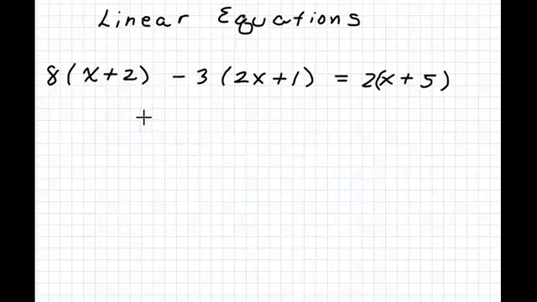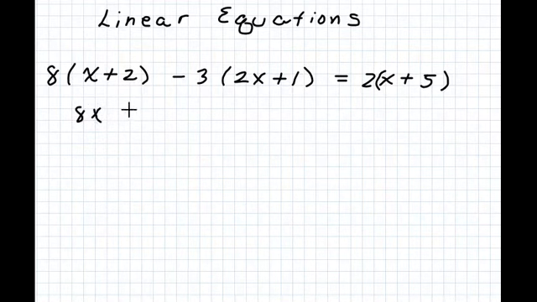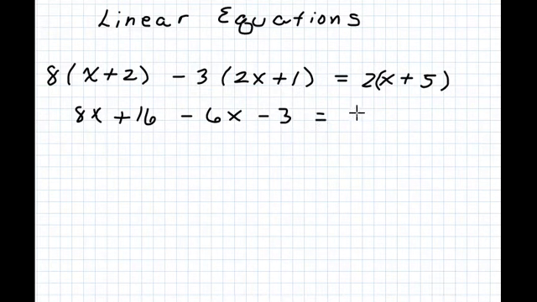Okay, so let's try to find the solutions to this equation here, if it has any. So what I'm going to do first is I'm going to distribute this 8 across. So we have 8x, 8 times 2 is 16. Then I'm going to distribute this minus 3 across. So we have minus 6x, right? 3 times 2 is 6, and then minus 3 times 1 is just minus 3. And I'm going to go ahead and distribute this across over here also.